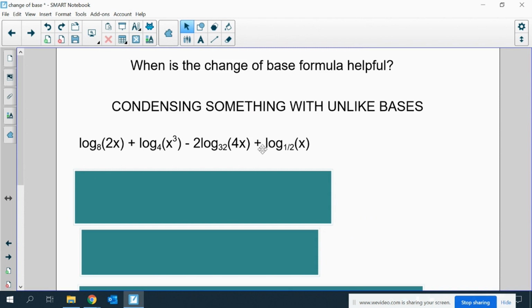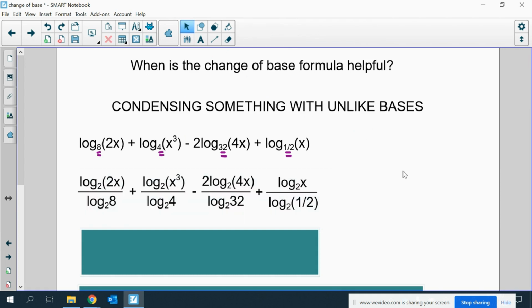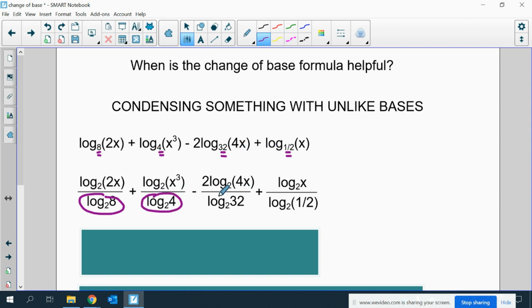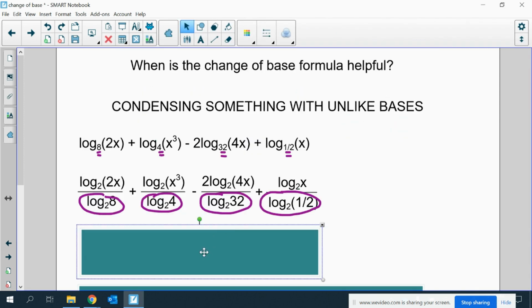So this is one of those problems where we have plus and minus signs, and we really like to combine things. So let's say the problem says condense, and I want to get it into one log. The change of base formula might be helpful because these bases are not the same. The good news is all of these bases are powers of 2, so I might rewrite these as powers of 2. So I'm going to rewrite them all using the change of base formula. And then notice that all of these denominators, since all of the bases originally were powers of 2, are going to work out really nice for me. So log base 2 of 8 is 3, log base 2 of 4 is 2, and so on.